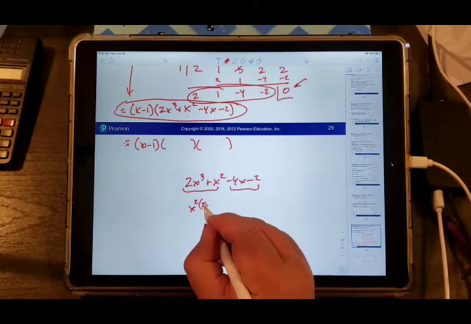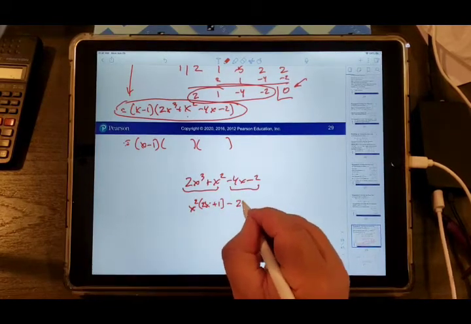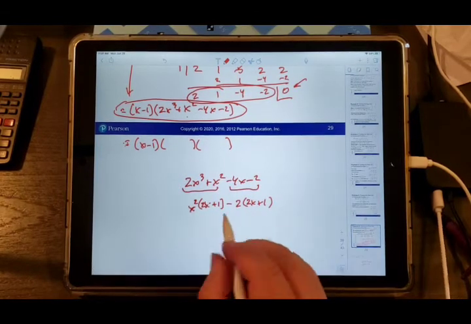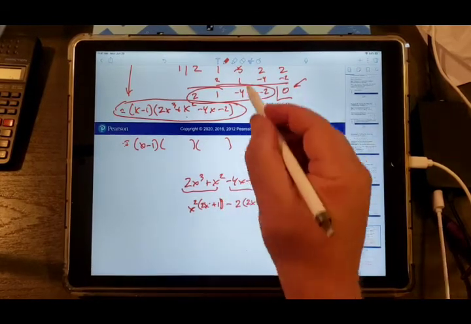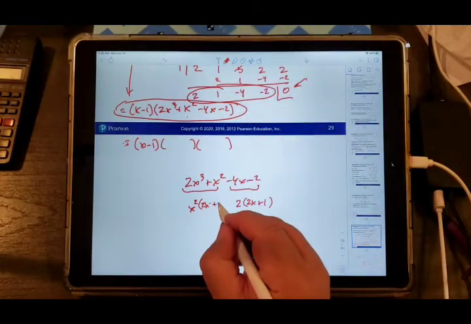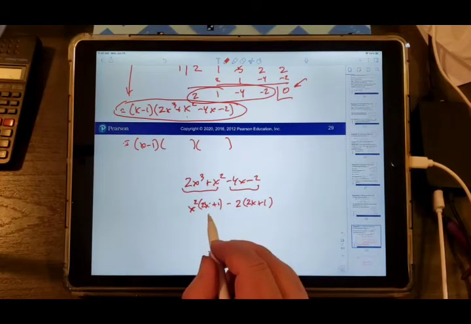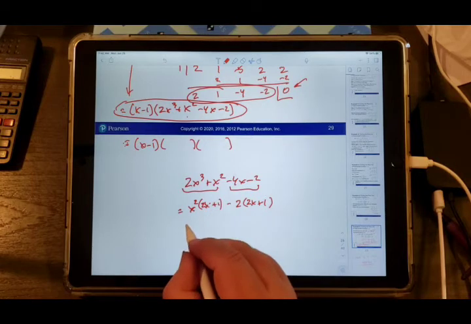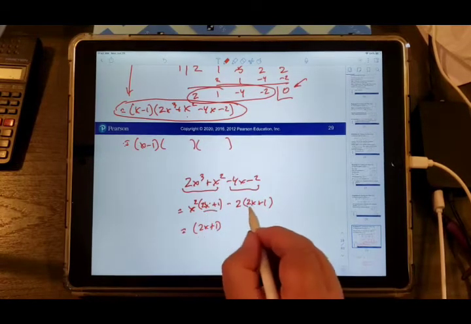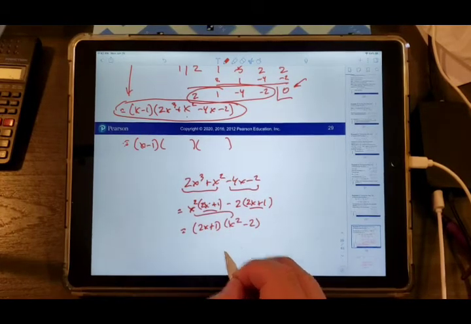And I'll get 2x plus 1. And I can factor out a negative 2 from the next two, and I'll also get 2x plus 1. And we know that factor by grouping works if the two factors in parentheses are the same. So if these are the same, this is going to be 2x plus 1, and then what's going to go in the second parenthesis is x squared minus 2.